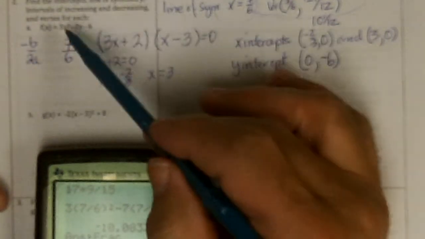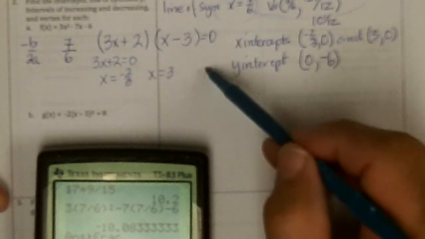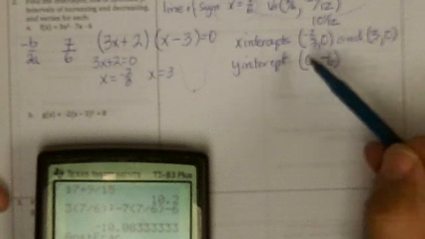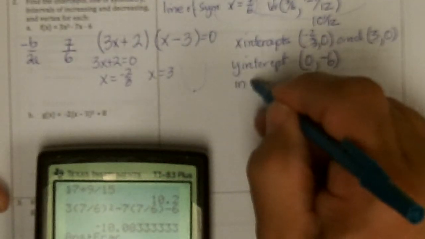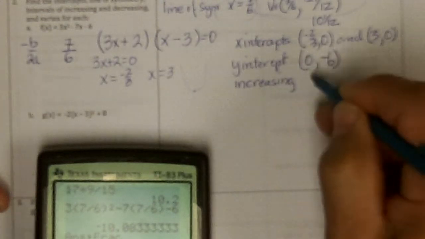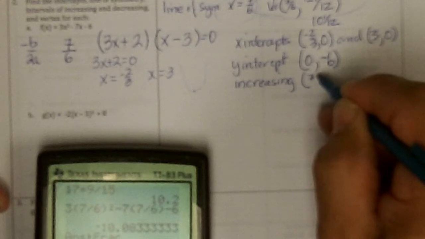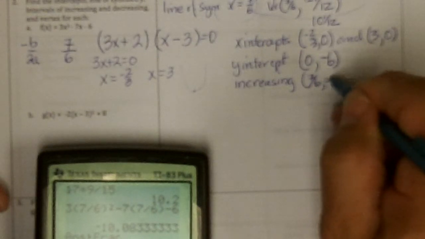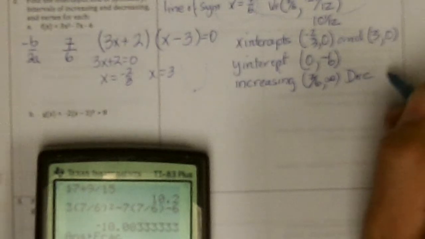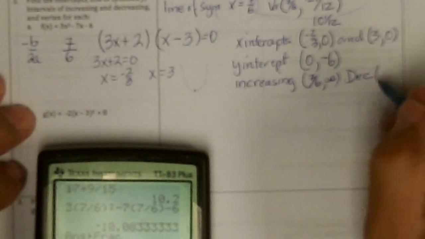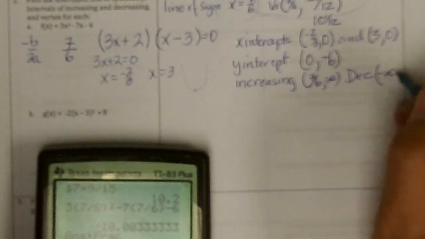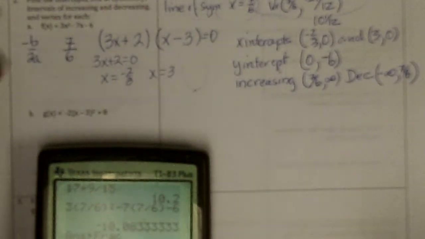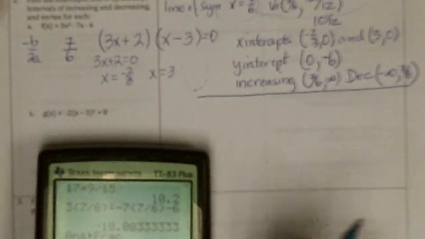Intervals of increasing. Well, this is a positive 3x squared, so it's a right side up parabola. So it's going to be increasing from the vertex on. So when x is greater than 7/6, it'll be increasing to infinity. And it'll be decreasing on the other side, from negative infinity up to 7/6. All right, and increasing, decreasing, and vertex. So that's all I asked for there. Now I might ask for one that's greater than 0 or less than 0, but I didn't.